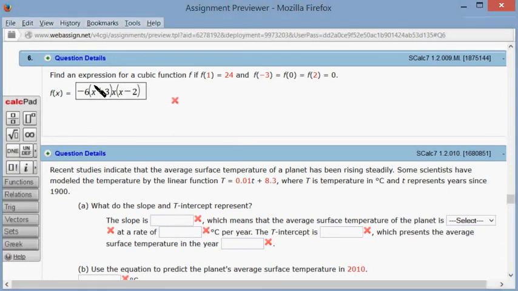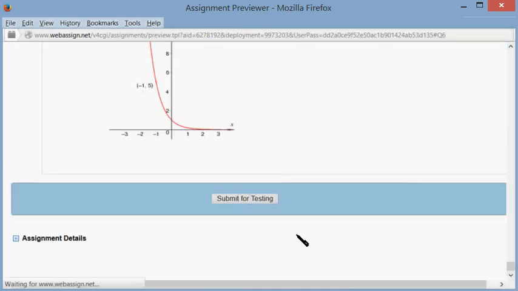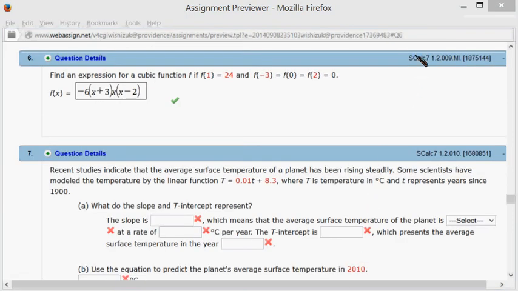So let's check the answer by going down and submitting for testing. Alright, it came back and it looks like we got this one correctly.